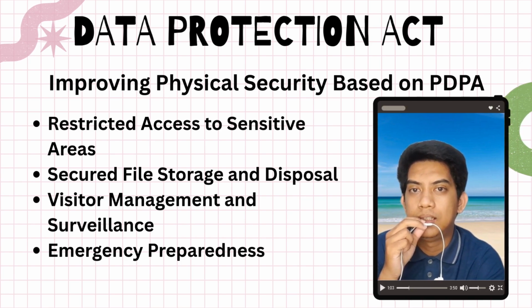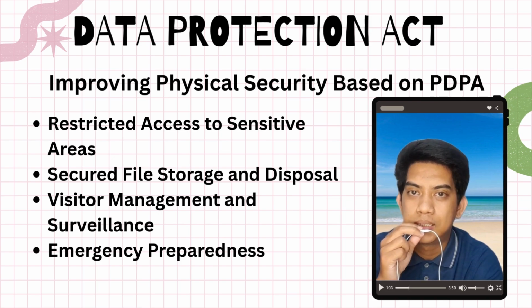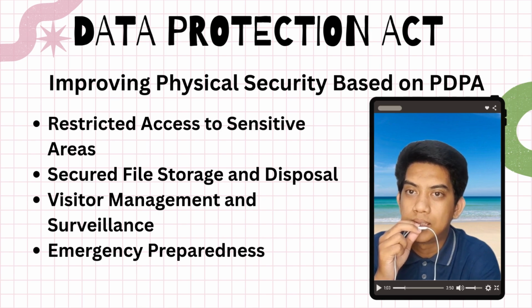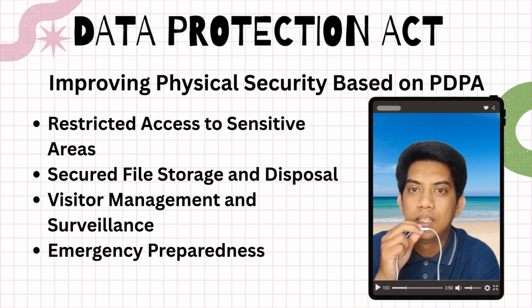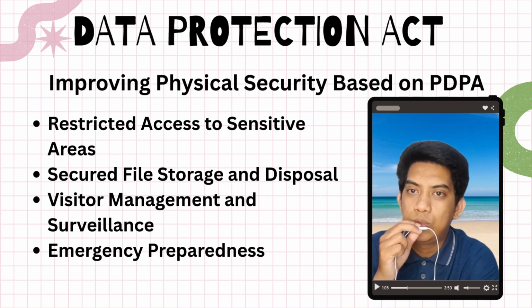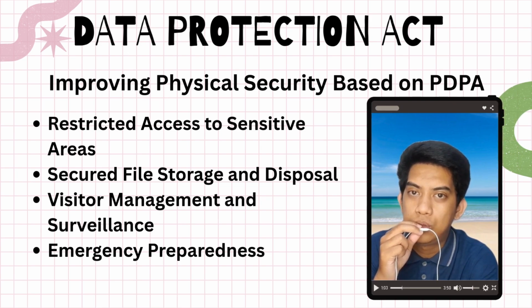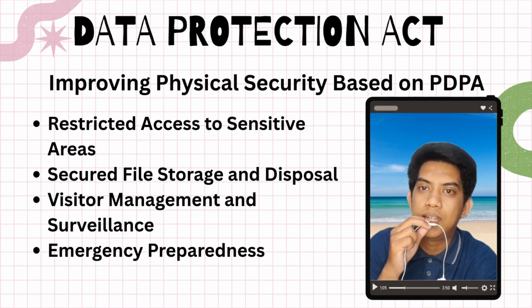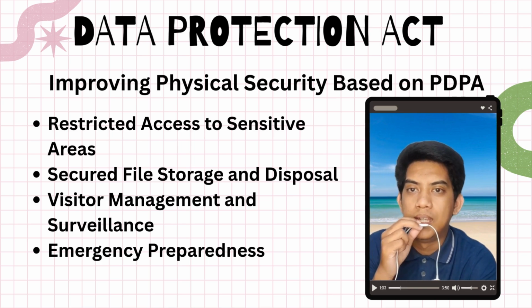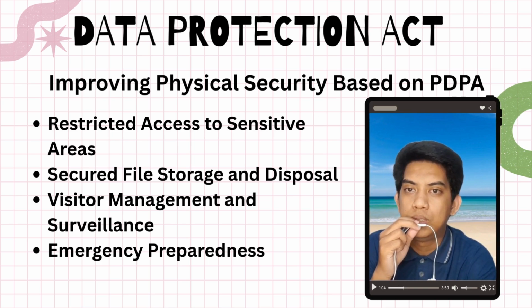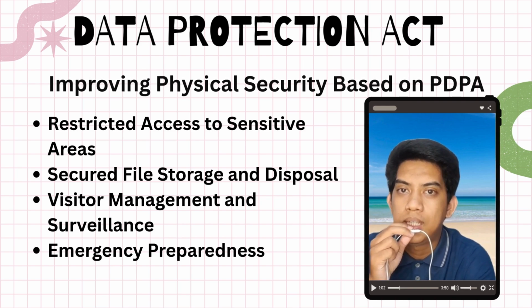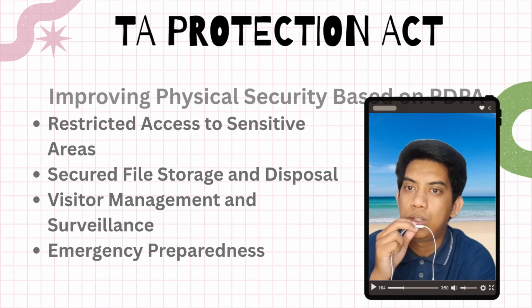And lastly, emergency preparedness. Data must be protected from environmental risks such as fire or flooding. The company must equip data storage areas with a fire suppression system, smoke detectors, and climate control. And the company also makes sure to align with the requirement to protect data from accidental destruction or loss.